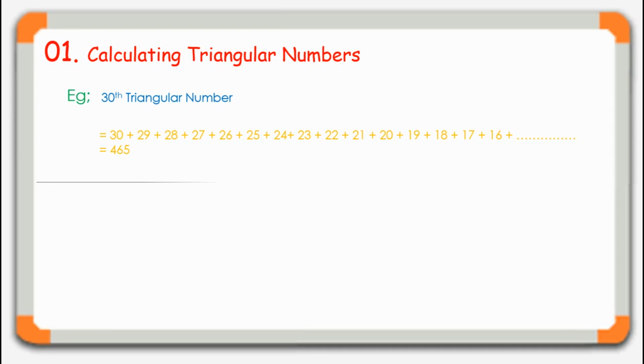This is the equation. First you put the triangular number value and you multiply that value with the next number, and you divide that answer by 2. So you get the 30th triangular number.